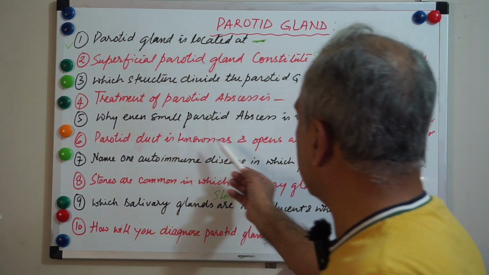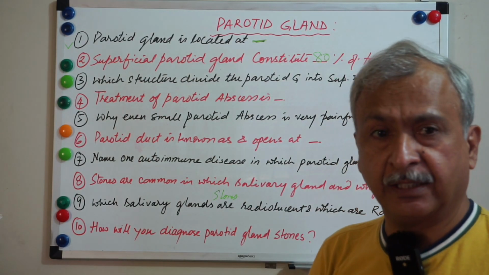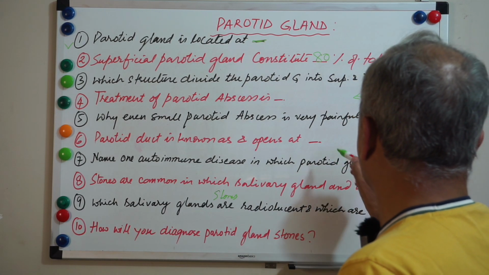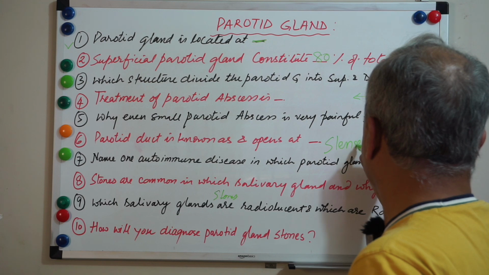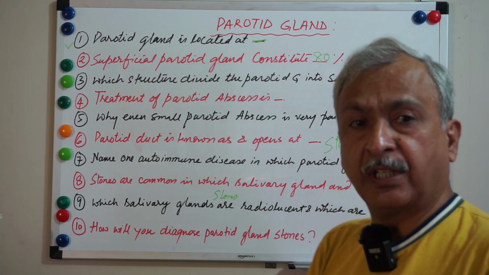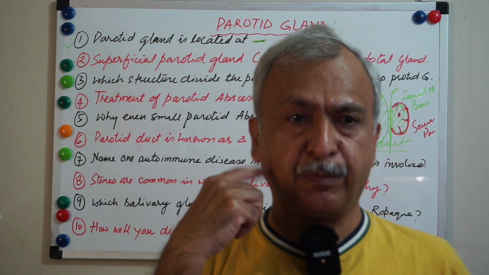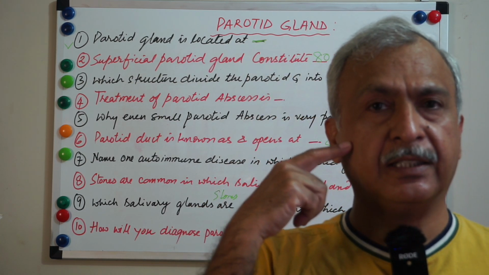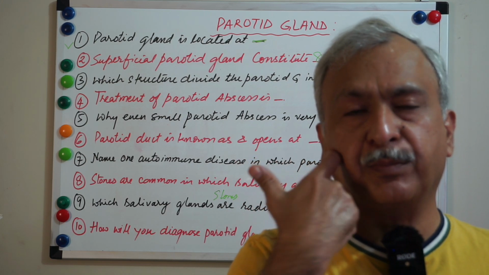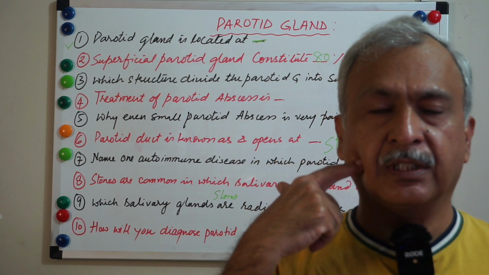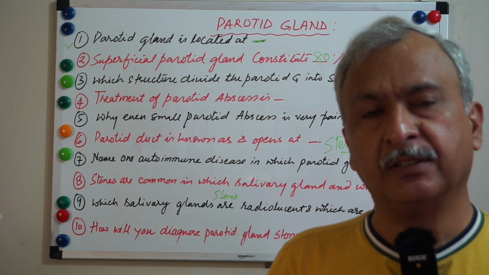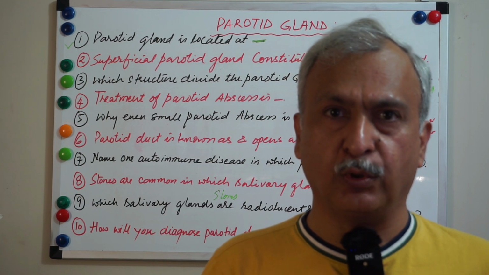The parotid duct is also known as, and opens at, what? The parotid duct is known as Stenson's duct, S-T-E-N-S-O-N, Stenson's duct. This Stenson's duct originates from the anterior part of the parotid gland, then it runs over the masseter muscle, just a finger below the zygomatic arch, then it pierces the buccinator muscle and opens just near the second upper molar tooth.